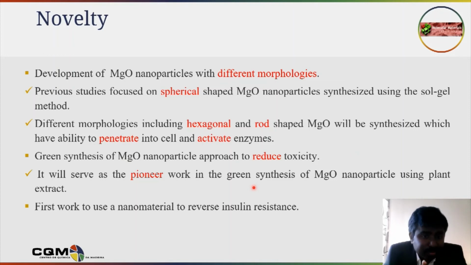So this is the first time we have synthesized magnesium oxide nanoparticle by using a green aqueous crude extract of certain plants, Andrographis paniculata, green spinach, and red spinach. And this is the first work to use nanomaterial to reverse insulin resistance. So this is the major novelty of the present study.